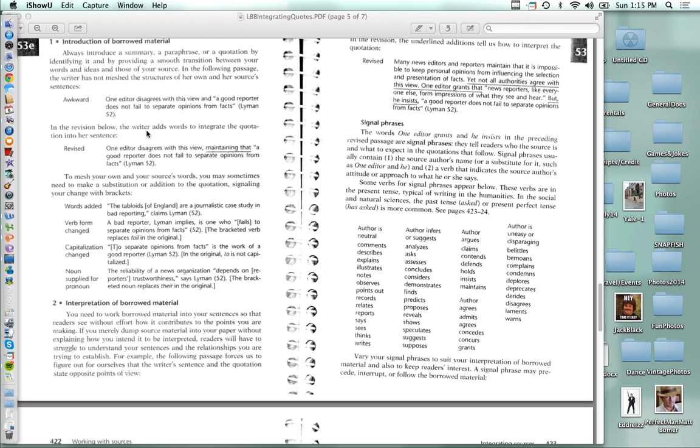Now, there are a few things that I want to point out here. This quote is introduced, and there's a good verb that introduces it. There are quote marks around the direct quotation. So notice that the quote marks start here and end here before the citation. The citation goes in the parentheses. This, of course, is the author's last name, Lyman, and 52 is the page number. The period goes on the outside here.